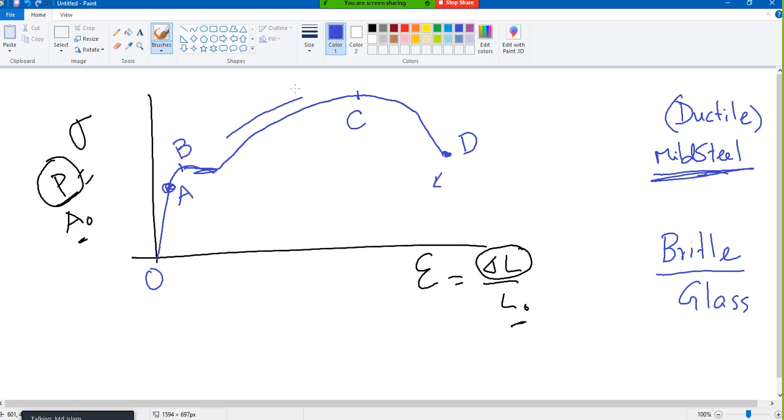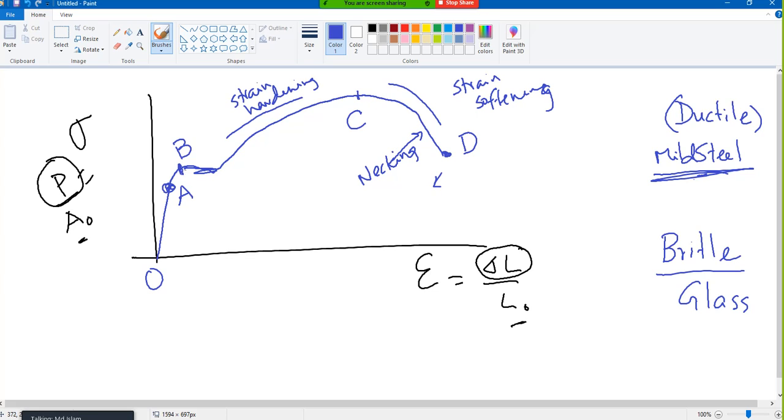This region is called strain hardening. This region is called strain softening. And also here you can see the necking. Necking means the cross-sectional area will decrease a lot.